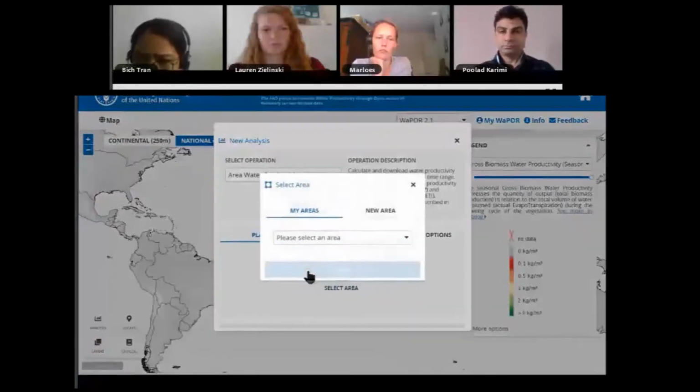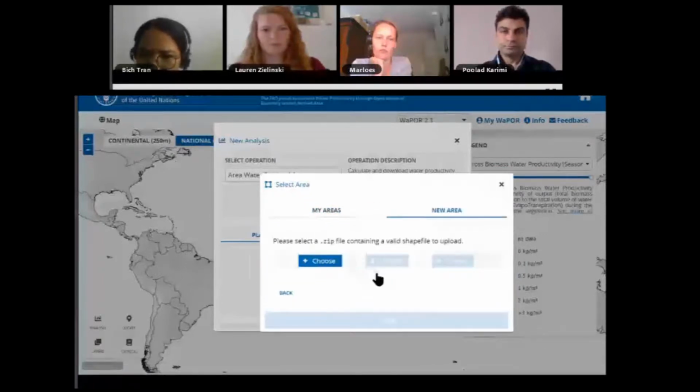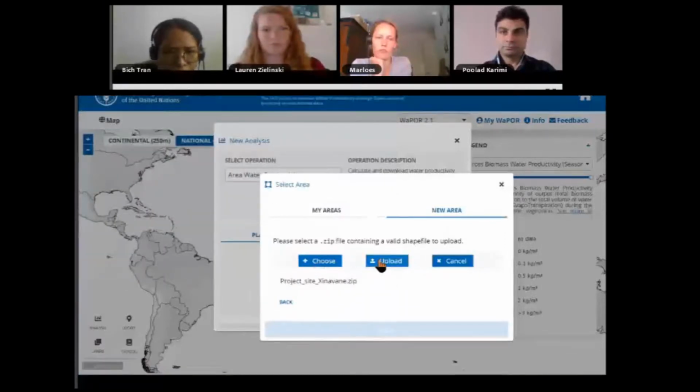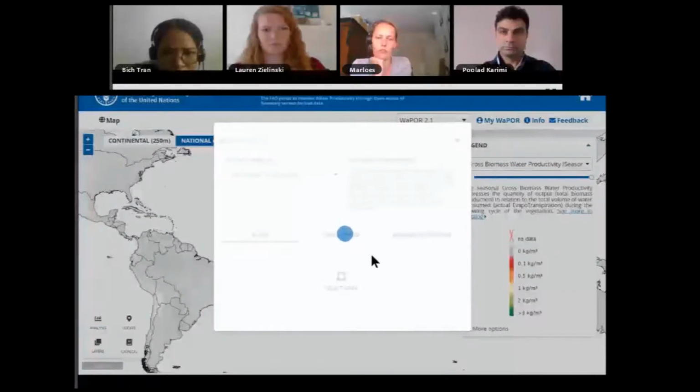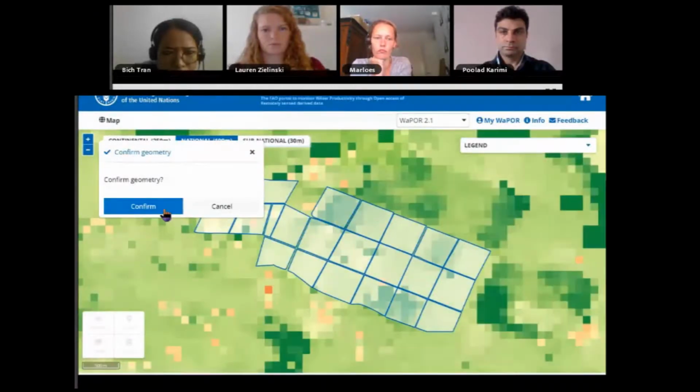In the Place tab, click Select Area. You can create a new area or use an area you have saved. In this case, I will use a shapefile of sugarcane crop in Zinavan. Here you can see the plots of sugarcane.